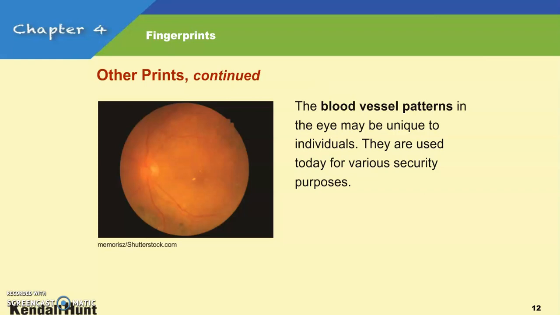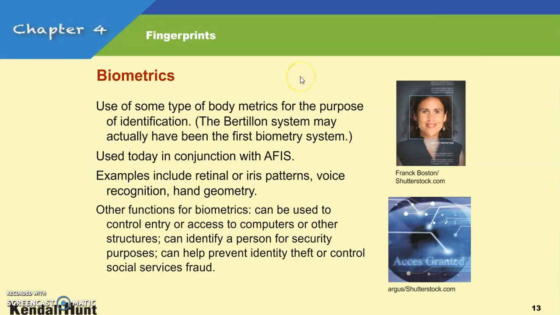I'm sure maybe some of you have seen futuristic movies or even science tech movies where they scan their eye to get into a door or a certain place. So even the blood vessel patterns in our eye can be used for this as well. So biometrics, use of some type of body metrics for the purpose of identification. That's what biometrics is. The Bertillon system may actually have been the first biometry system.